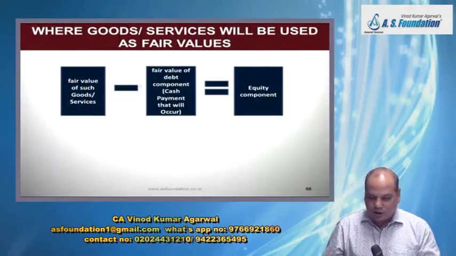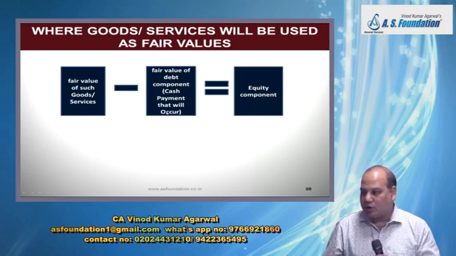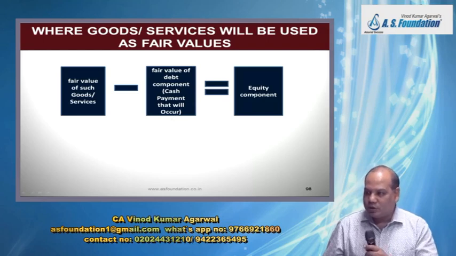So see the small diagram I have drawn. Calculate the fair value of goods or service received, minus the fair value of the debt component, that is the cash payment that will occur, or you can say the liability, and the balancing figure will be the equity component.